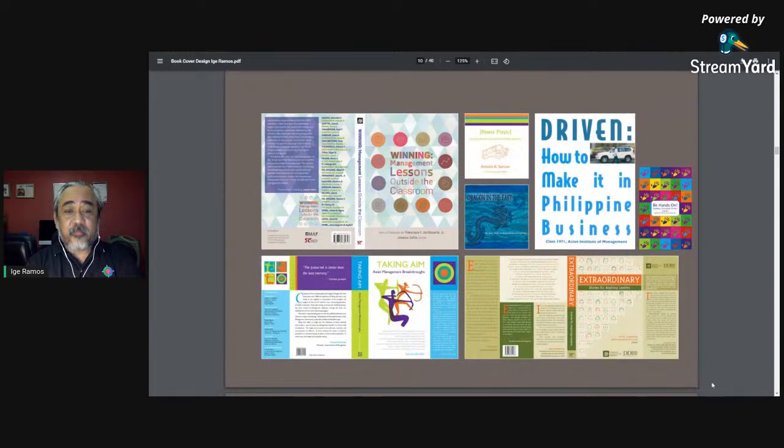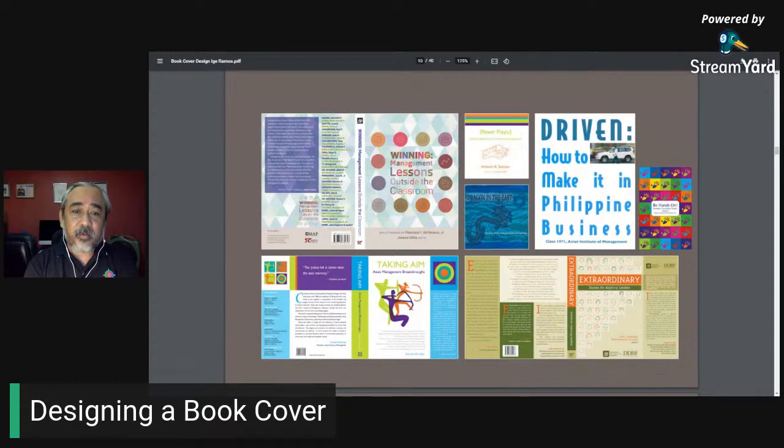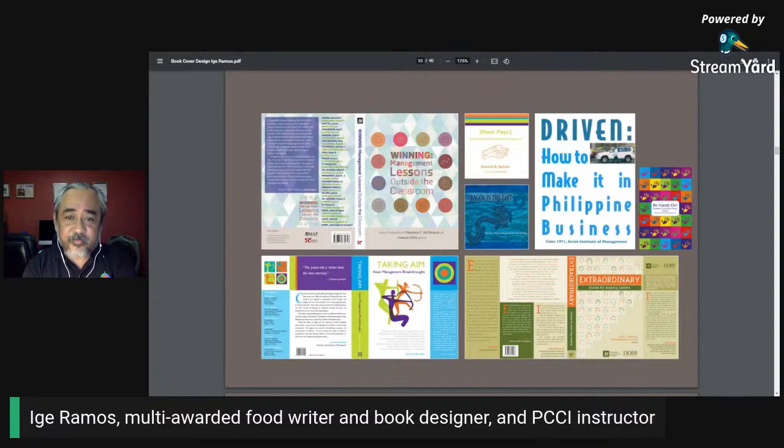Oh, and then my collaboration with Jessica continued as we get older, we know people who are older and in the business. So we collaborated on different business books, no? So we have Winning Management: Lessons Outside the Classroom. This is from the Management Association of the Philippines. And then Taking Aim, this is the book of AIM graduates, and then Driven, How to Make It in Philippine Business. So these are business books.